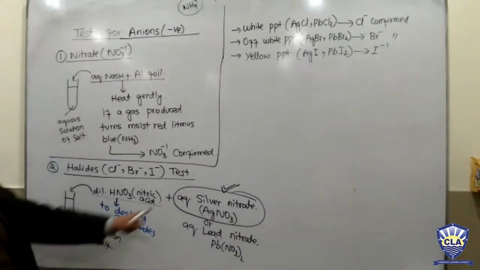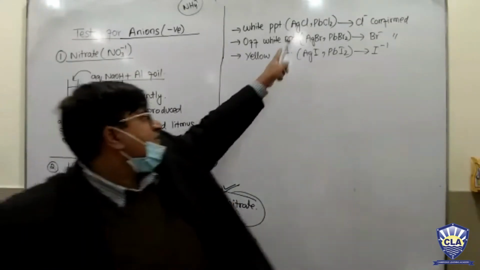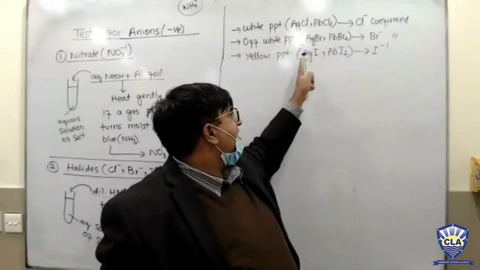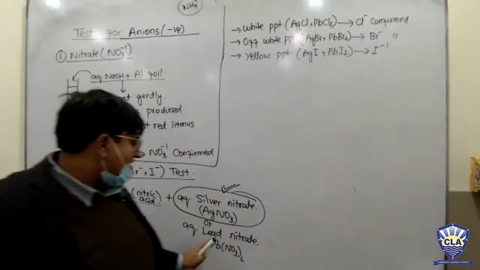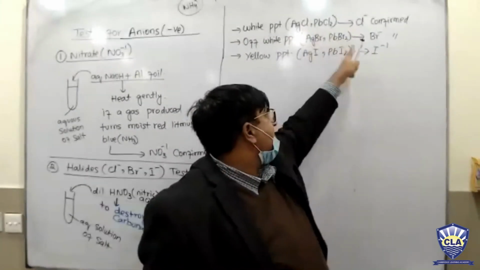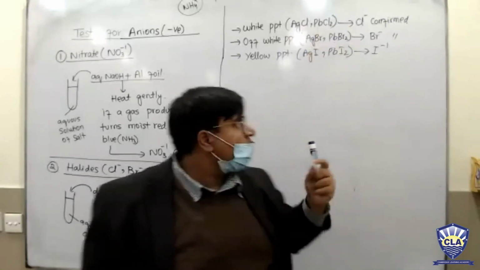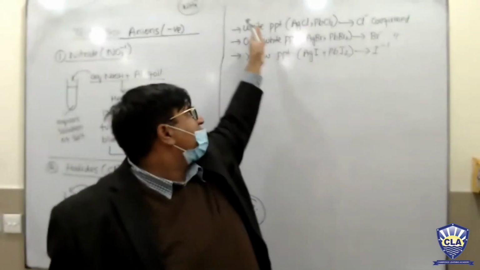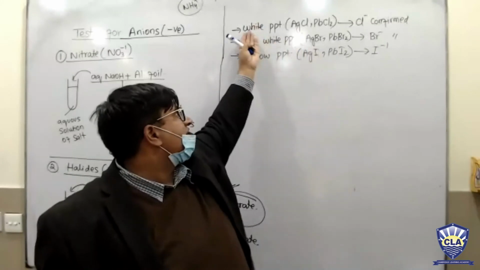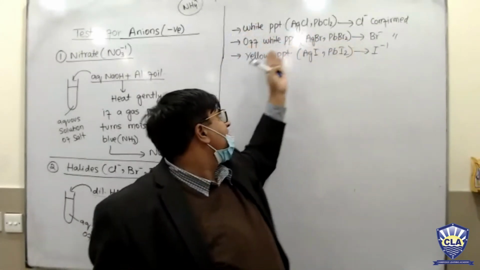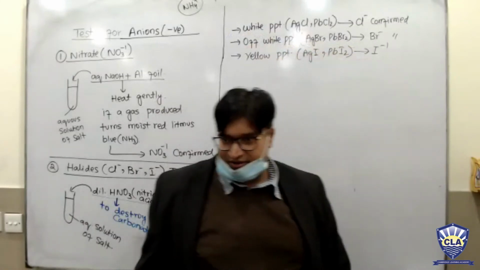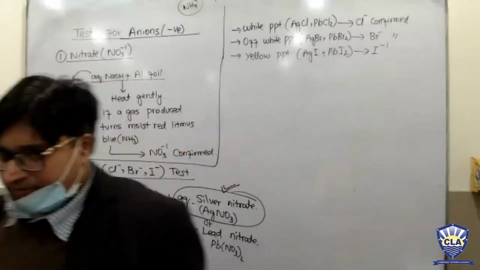You got it? If you add silver nitrate, silver chloride, silver bromide, or silver iodide is formed. If you add lead nitrate, lead chloride, lead bromide, or lead iodide is formed. All these will form these colored precipitates. White precipitate, chloride. Off-white, bromide. Yellow precipitate, iodide. You got it?